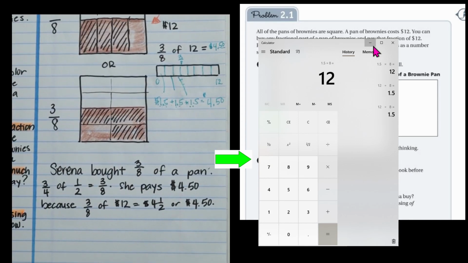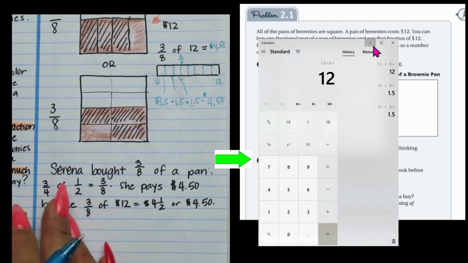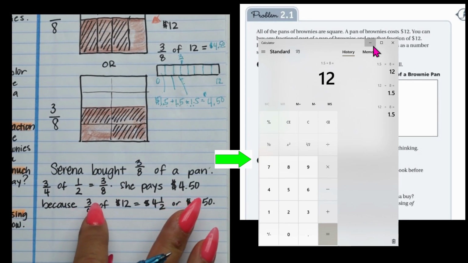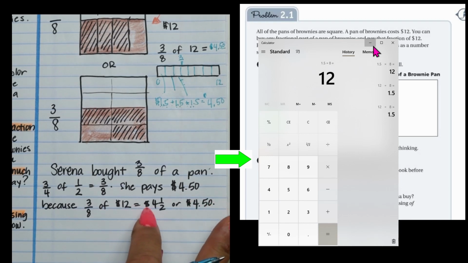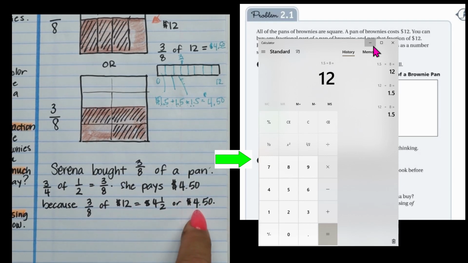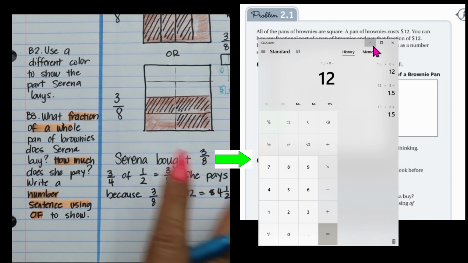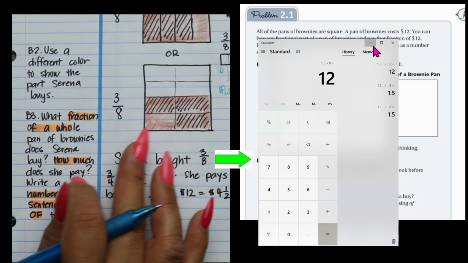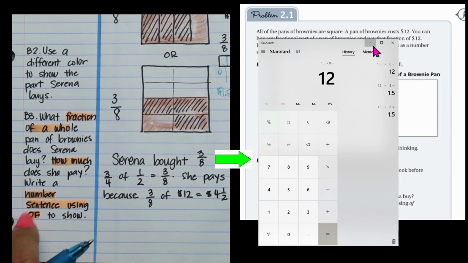Serena bought 3/8 of a pan. 3/4 of half equals 3/8. She pays $4.50 because 3/8 of 12 equals $4.50. I did 3 things. I wrote the fraction of the brownies she purchased, how much she spent, and I wrote a number sentence using the word of.